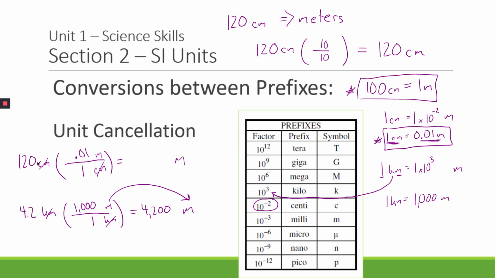Beautiful. So 120 times 0.01 is 1.20, divided by 1 is still 1.20 meters. Beautiful. And notice we could have used the other conversion factor here and it would do the same thing, so we'll do that here.